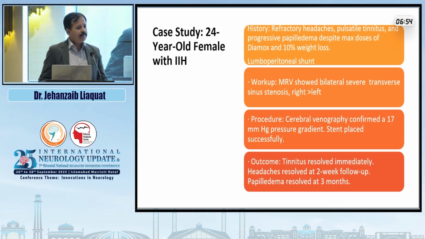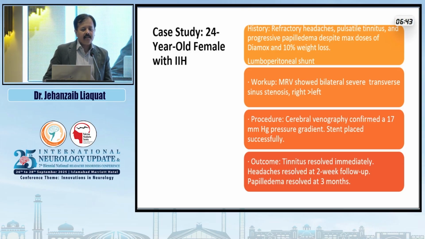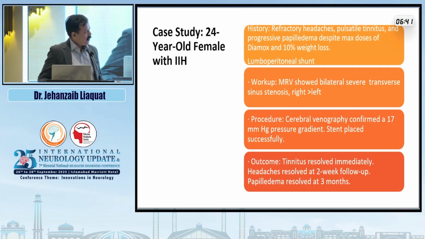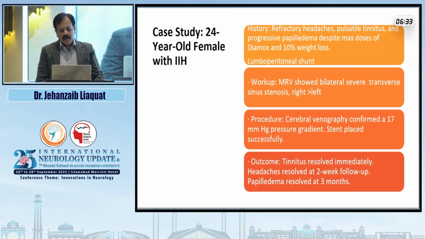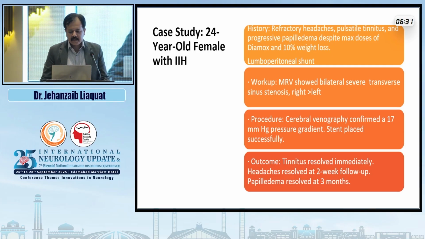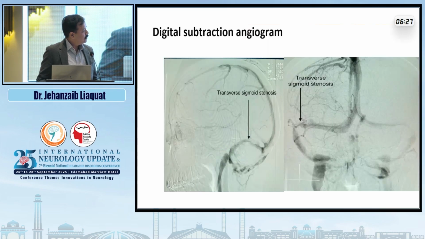Once we did an MRV, she had bilateral transverse sigmoid sinus stenosis, which was more on the right as compared to left. We did cerebral venography, and we did intrasinus manometry, which gave us a gradient of 17 millimeters of mercury. And we passed the stent. Immediately after stenting, the tinnitus improved. Her headaches improved over the next 2 weeks, and papilledema resolved slowly over the next few months.